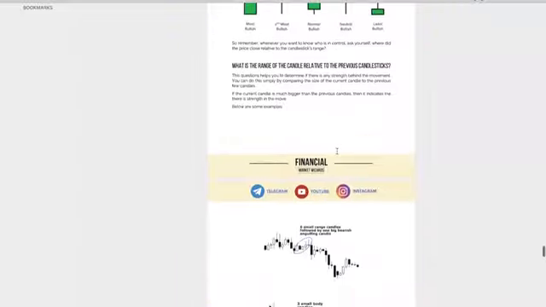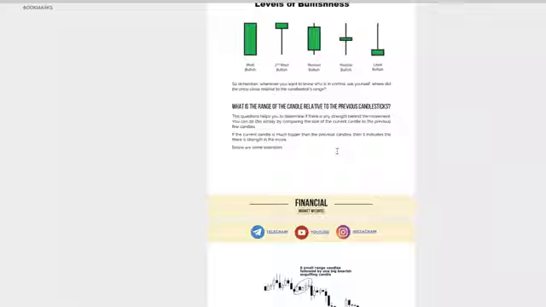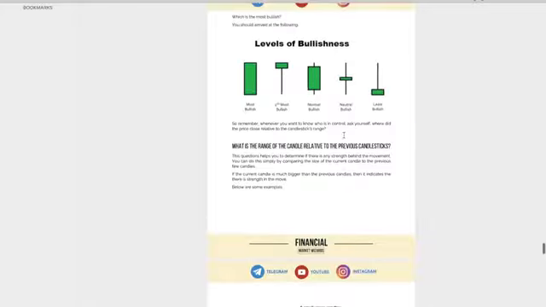The second question you want to ask yourself is, what is the range of the candle relative to the previous candlestick? This will help you determine if there is any strength behind the movement. You can do this just by comparing the size of the current candle to the previous few candles. If the current candle is much bigger than the previous candle, then it indicates there's strength in the movement. Now you might be a bit confused because it sounds a bit complicated, but I assure you it's not.